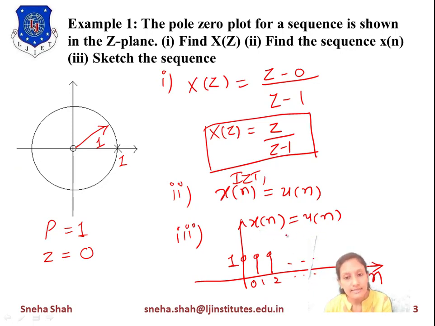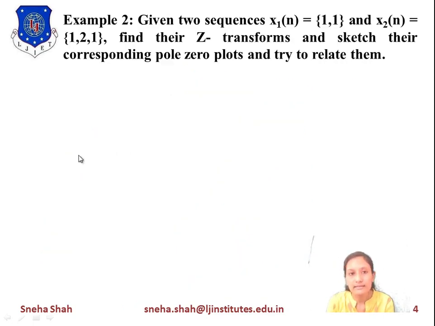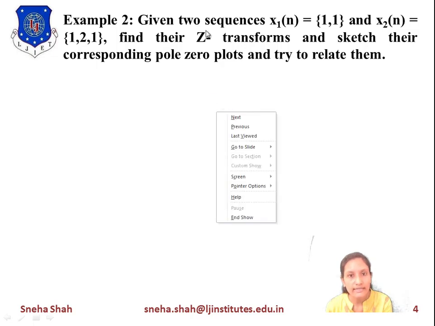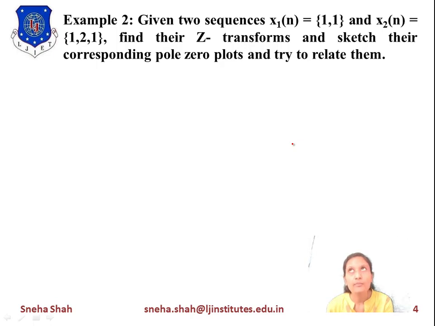Otherwise, if the original sequence is given to you, then you can find its Z transform. Then from the Z transform you can find the pole zero plot, right? So it will be covered in the second example. In this example, two sequences are given to you. The original sequences are given to you. You have to find the Z transforms, and then sketch their pole zero plots. So if we find the Z transform, x1 of n equals 1 1.